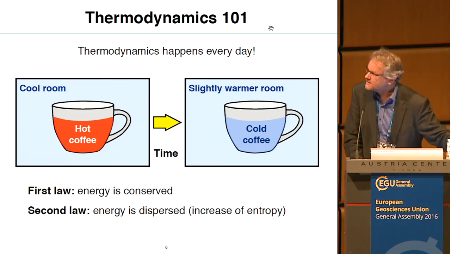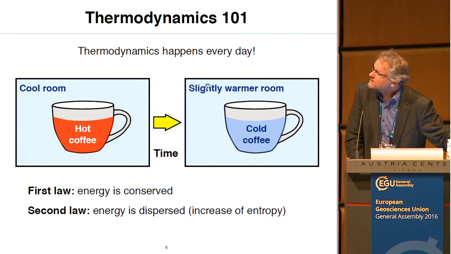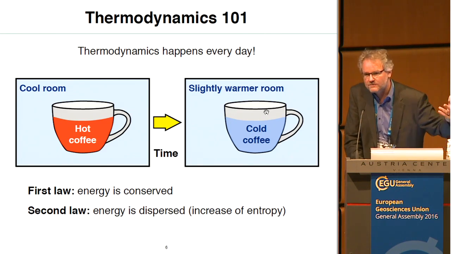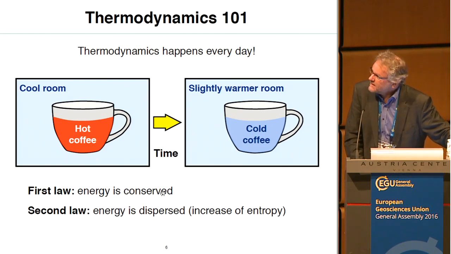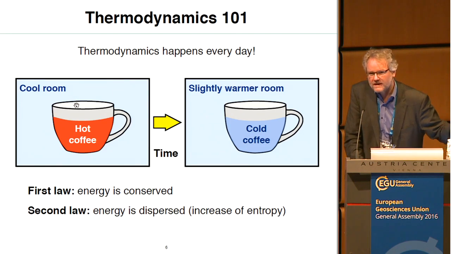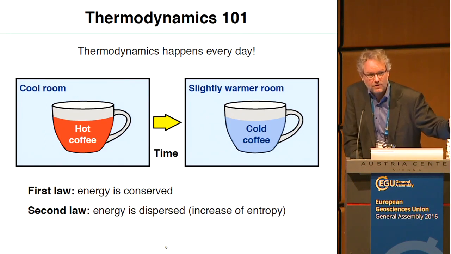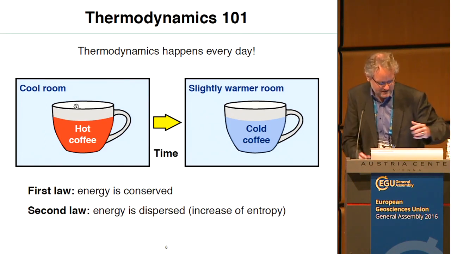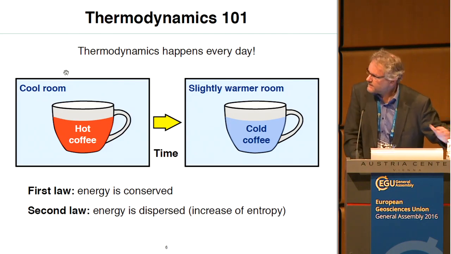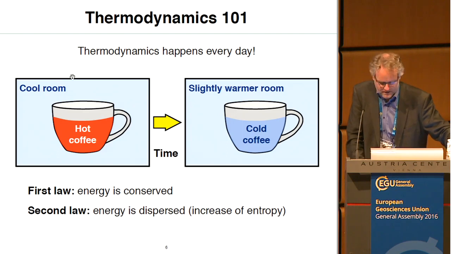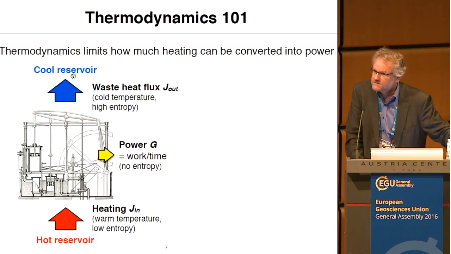I mean, what happens is that energy is conserved, so actually the coffee gets cold and the room gets a little bit warmer. But actually, the energy conservation doesn't tell you that the coffee gets cold. The law that tells you that the coffee gets cold is the second law of thermodynamics, which basically says that energy is being dispersed. Okay, so that's a qualitative picture, and we can make this more quantitative.